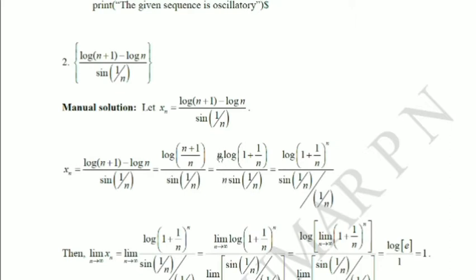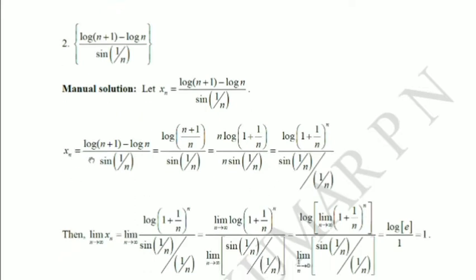Then I've sent this one inside using the log property, so I can write this as log of 1 plus 1 by n whole to the power of n, and I've sent n to the denominator so that this becomes 1 by n, sine 1 by n divided by 1 by n. If you send 1 by n to the numerator, that becomes n only. Now after this simplification, I'm applying the limit as n tends to infinity of xn, which is equal to the limit of this term.